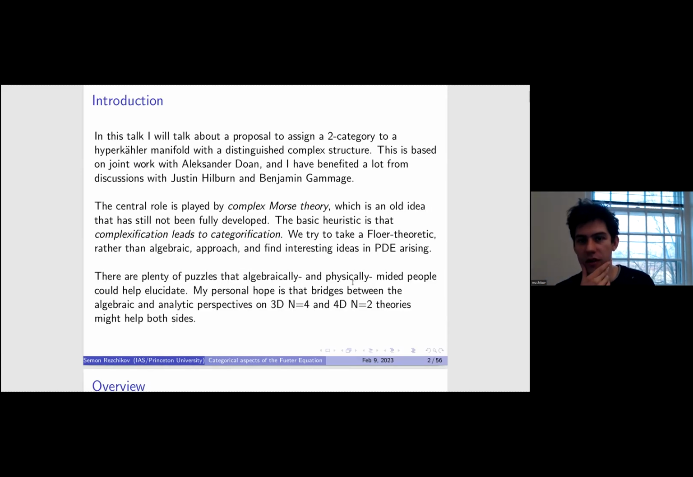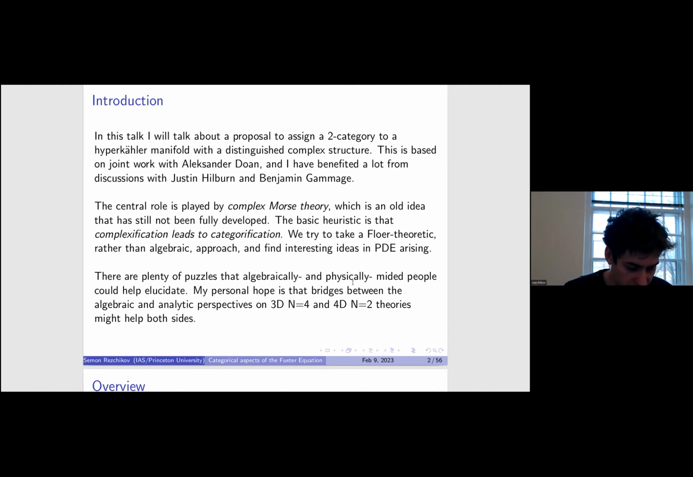In this talk, I will talk about this proposal, which different people have thought about at different times, to assign some kind of two-category to a hyperkahler manifold when you have a background distinguished complex structure. And this particular talk is based on my own thinking about this set of ideas that was done in collaboration with Aleksander Doan, who's now at, I think, Imperial, but we did it when he was a postdoc at Columbia. And I've also benefited a lot from talking with Justin Hilburn and Benjamin Gamage about the ambient connections of this story.